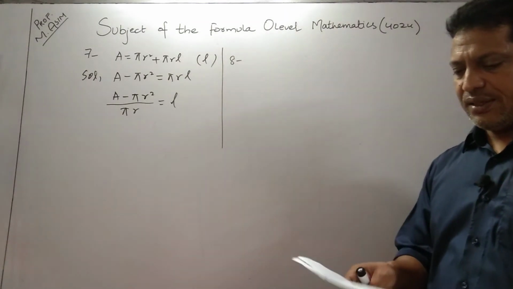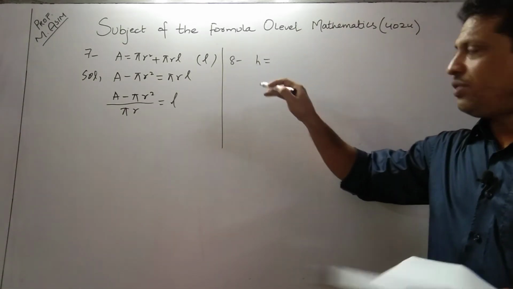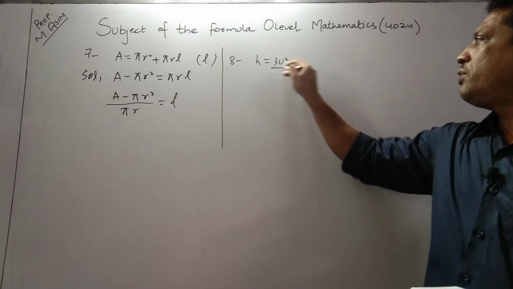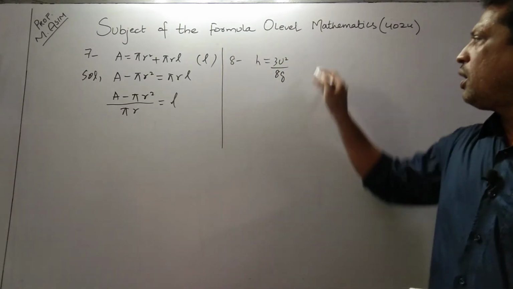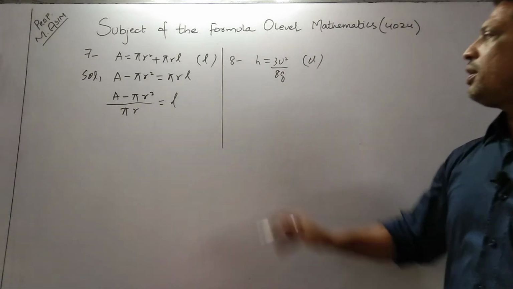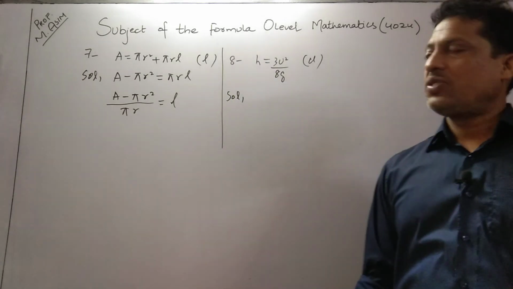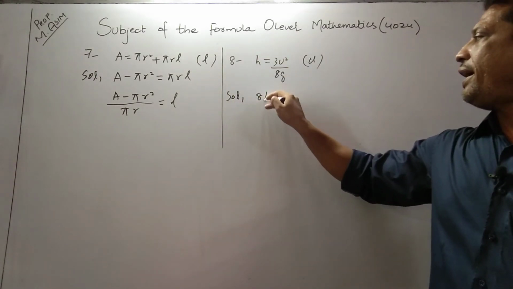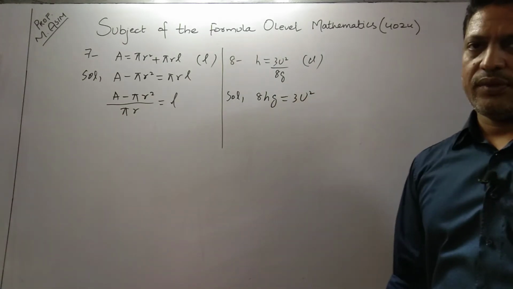Question number 8 is h is equals to 3u square over 8g, and the target is to make u the subject of the formula. Solution. 8g is divided, so this should multiply: 8hg is equals to 3u square.